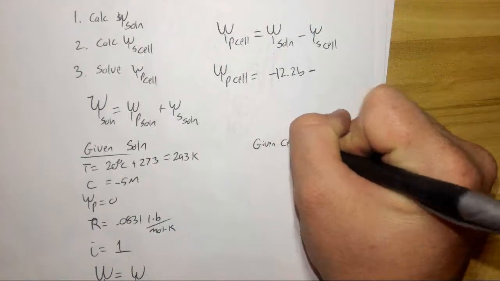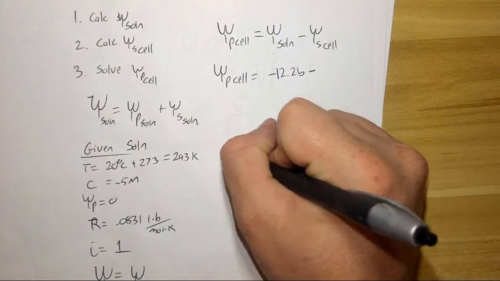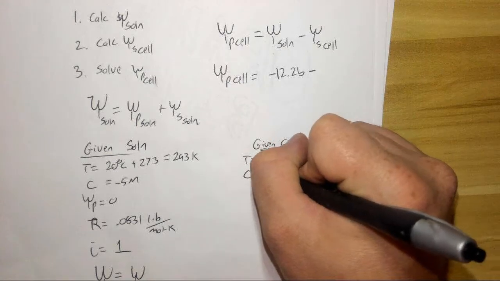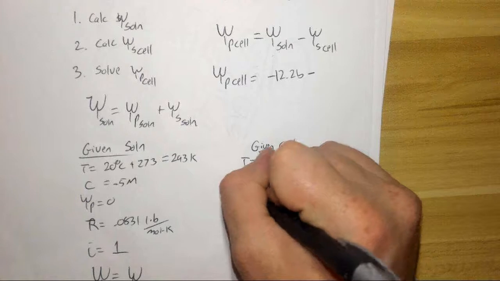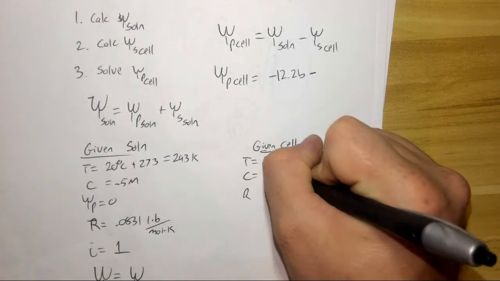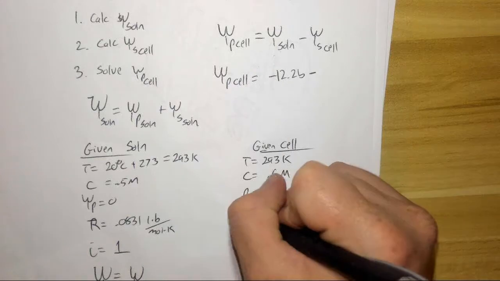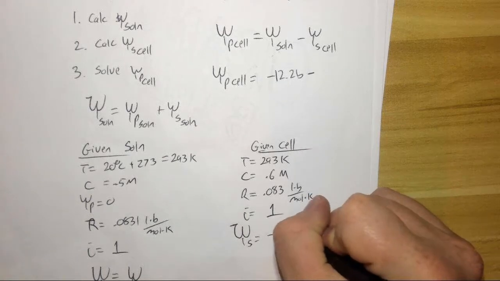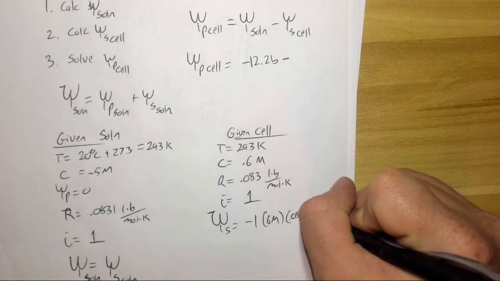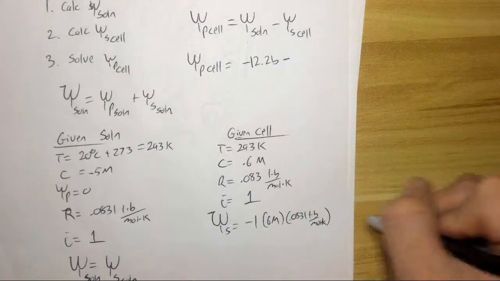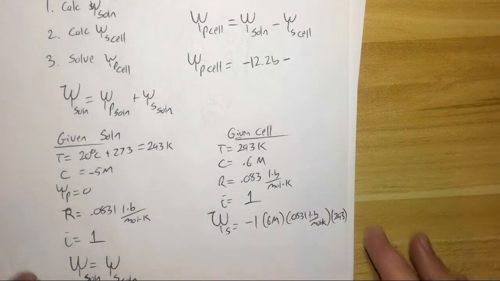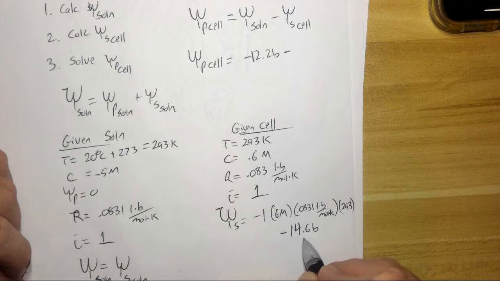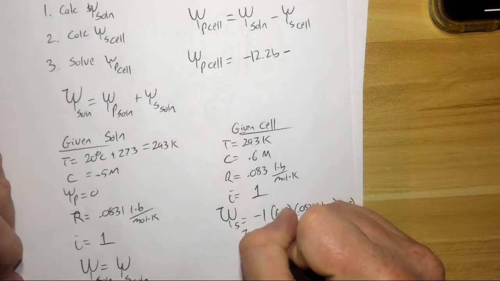Given, now we're not going to go into too much here since the temperatures are the same. So temperature is still at 293 Kelvin. The C is 0.6. Don't worry about the pressure potential. R is still 0.0831 liters bar per mole K. And the ionization is still 1. Solute potential of the cell is negative 1 times 0.6 molar, 0.0831 liter bar per mole K. It's a little rhythm to saying that all the time. 293 K, I ran out of room with it. So the units clean up and you should get negative 14.6 bars as the solute potential of the cell.